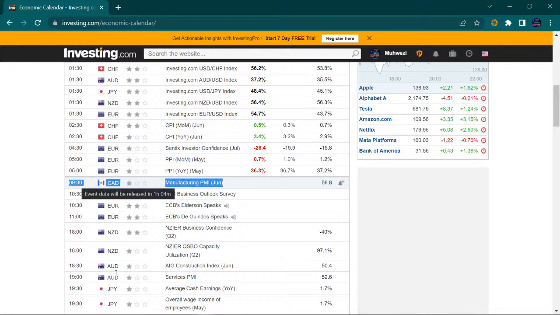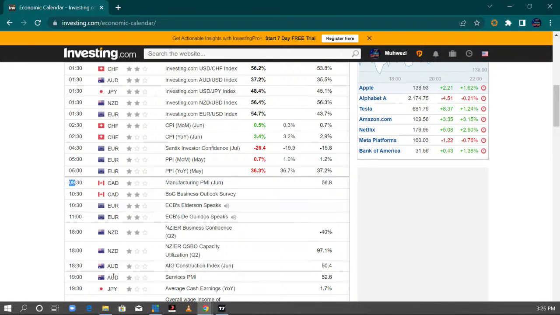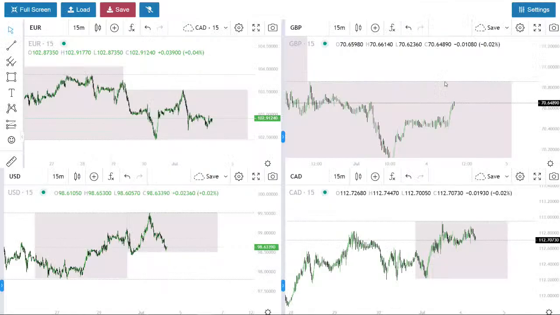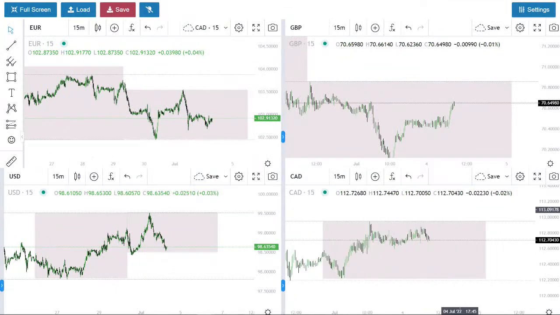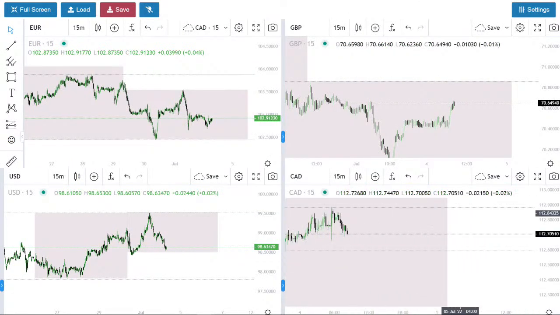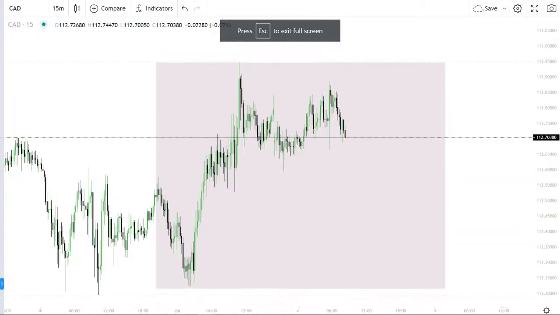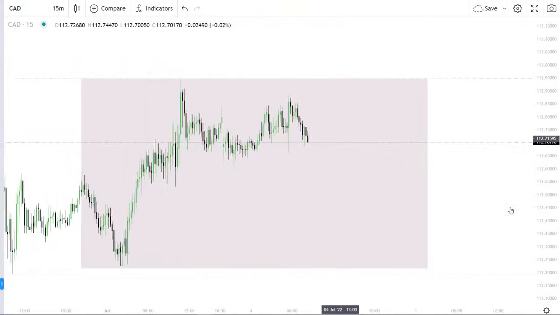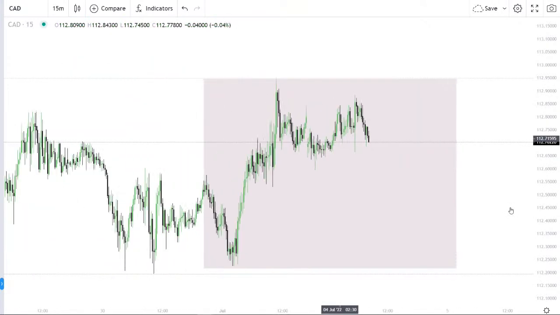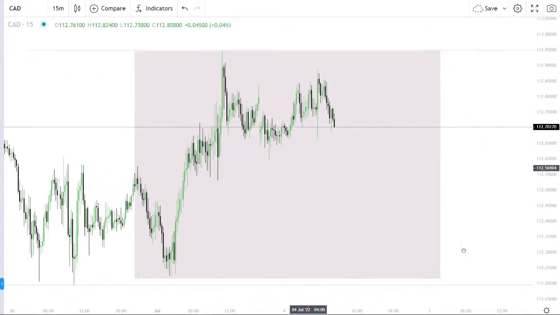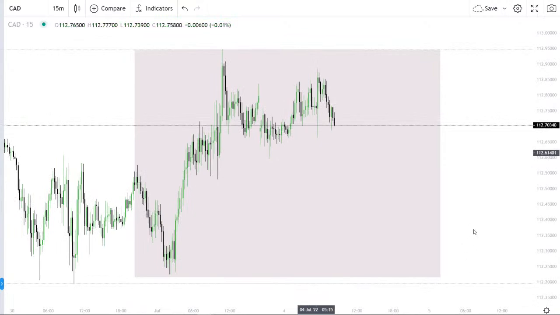So one hour ahead of the market, we see that we only have 5 minutes to the top of the hour. Let me maximize the Canadian dollar. So okay, to call it analysis. We see, this is the Canadian dollar, where we are expecting high volatility because of the news that is coming.